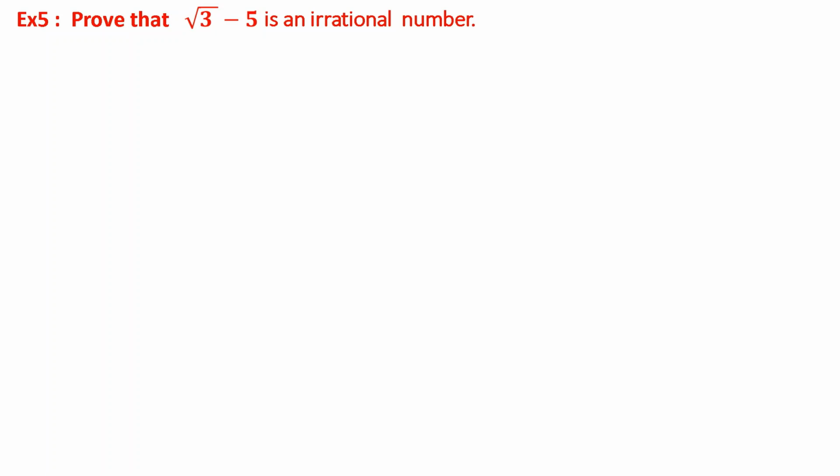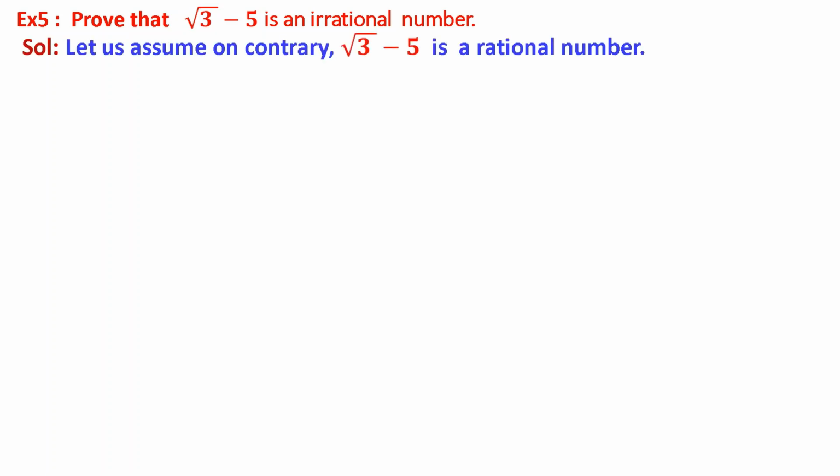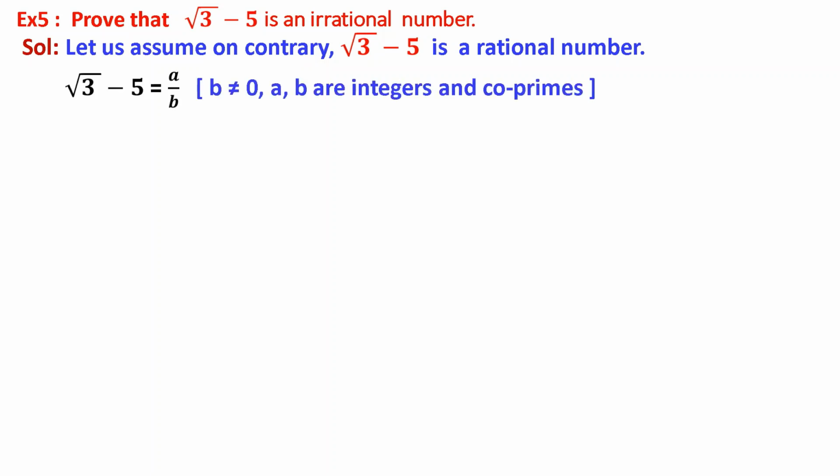Example number 5: prove that root 3 minus 5 is an irrational number. How to prove? Let us assume on the contrary that root 3 minus 5 is a rational number. So root 3 minus 5 is equal to a by b, b not equal to 0, where a, b are integers and co-primes.